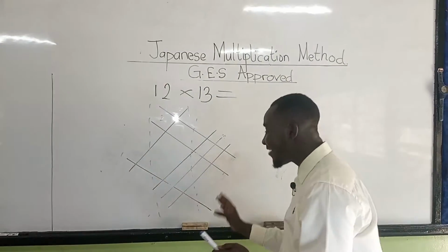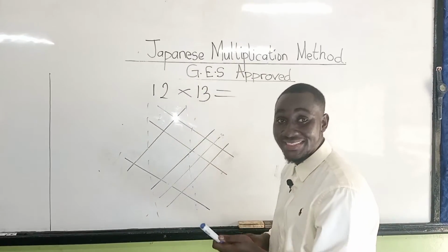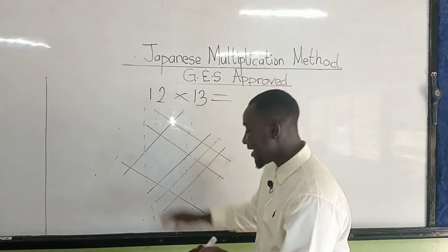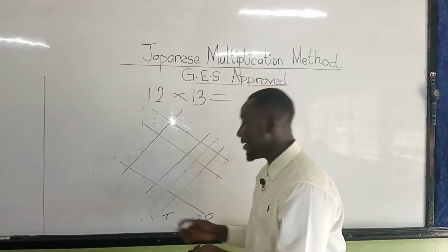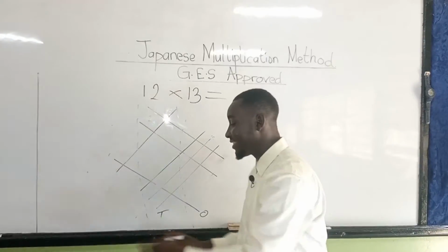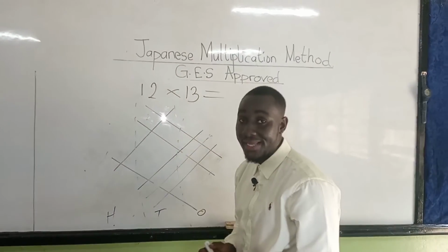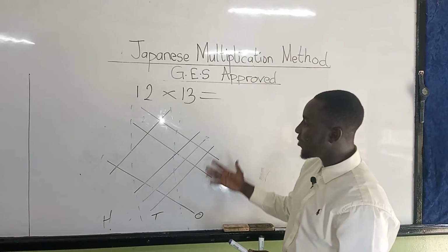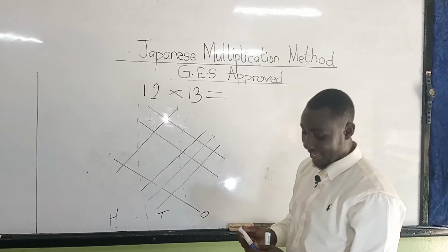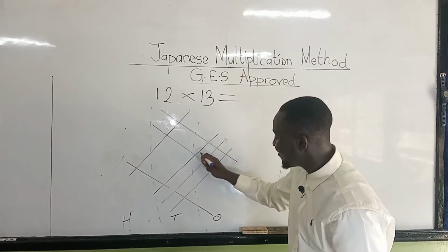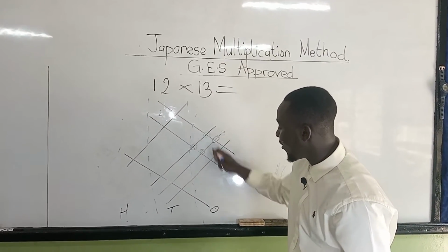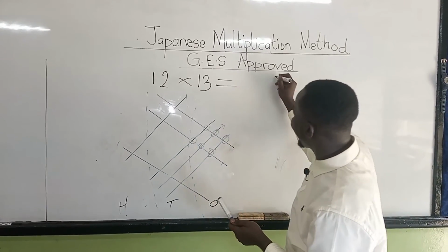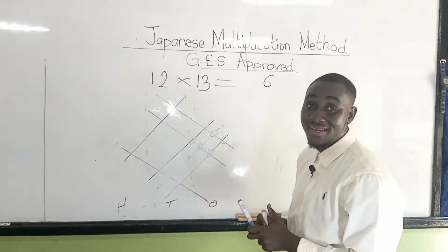On your far right, we have the 1's place value. In the middle here, you have your 10's place value. And on the far left, you have your 100's place value. So now, let's look at the 1's place value. How many meeting points are we getting over here? Join me to count. 1, 2, 3, 4, 5, 6. So you write your 6 for your 1's place value.